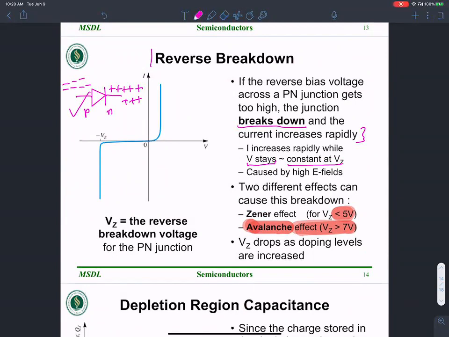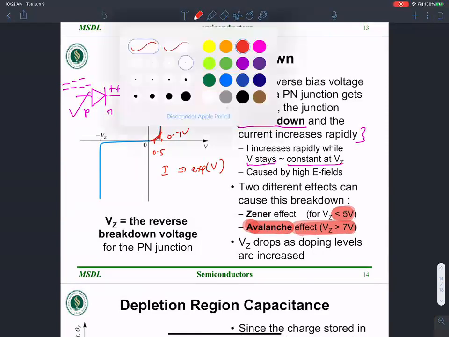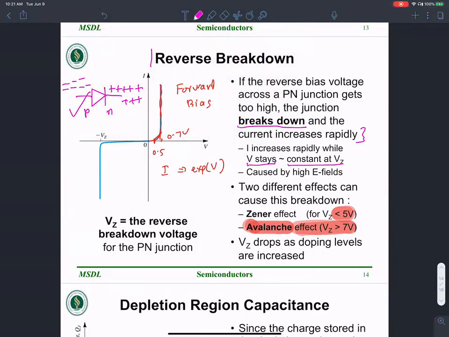In forward bias, at around 0.5 to 0.7 volts, the diode begins to turn on, and then the value of the current increases exponentially with the voltage. The current has an exponential dependence on the applied voltage in forward bias. In the reverse bias condition, the current is a really small value for small reverse bias voltages. But then all of a sudden, the current begins to increase drastically because of the avalanche and the Zener effect.